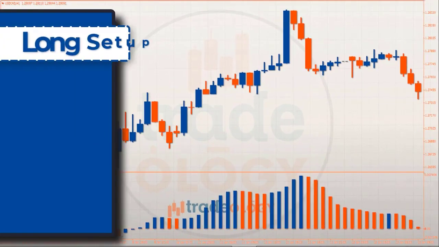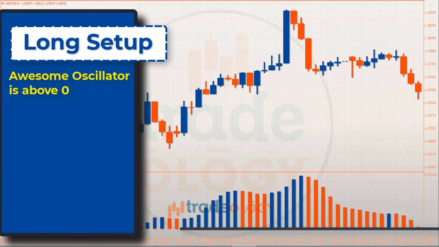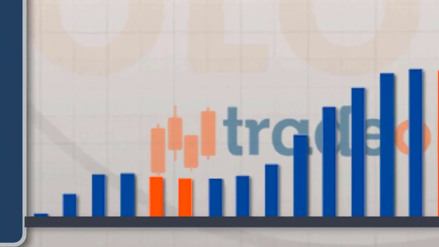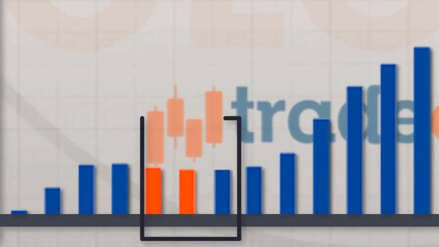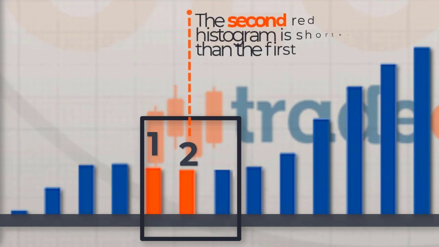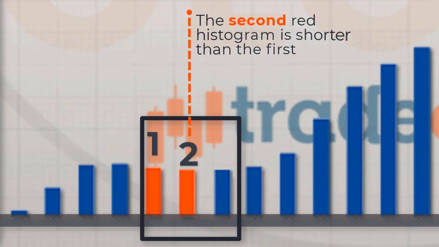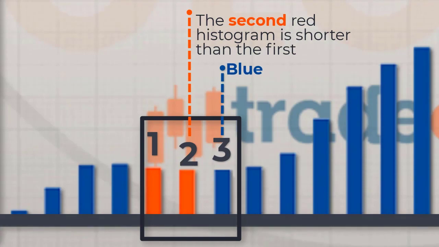Long setup. To initiate a long setup, first, ensure that the Awesome Oscillator is above zero. Second, look for 2 consecutive red histograms. Third, the second red histogram should be shorter than the first. Fourth, the third histogram should be blue. Fifth, enter a buy position on the open of the fourth candlestick.